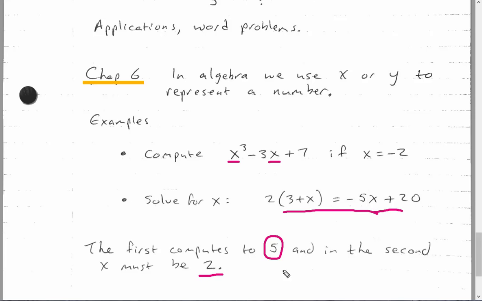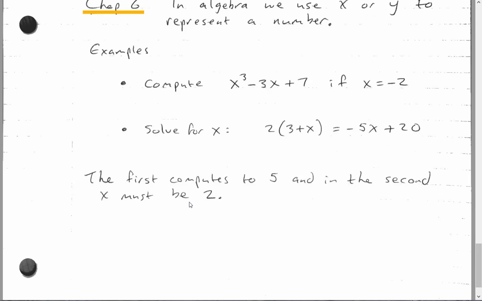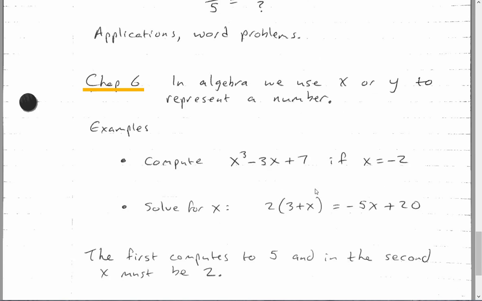They're saying here the answer is 2. So does 2 work? 3 plus 2 is 5 times 2 is 10. -5 times 2 is -10 plus 20. So when x is 2, we're getting 10 equals 10. So that's the solution, and it turns out these linear equations usually have only one solution. Okay, so that's the last thing we'll be covering.